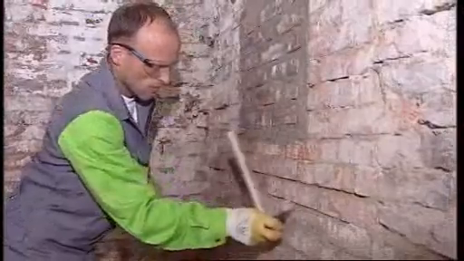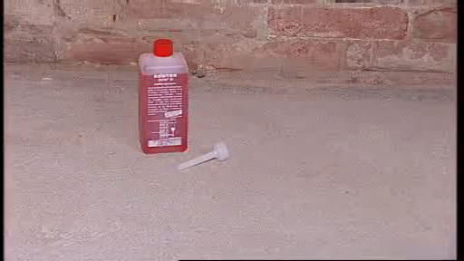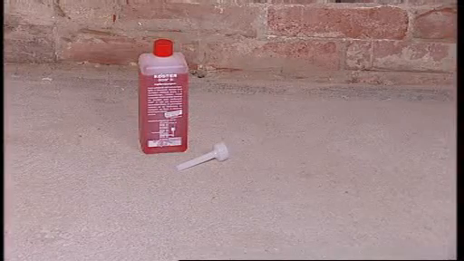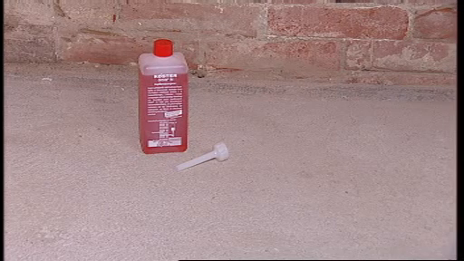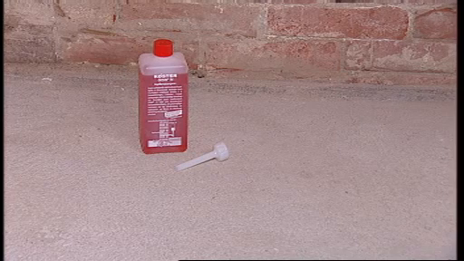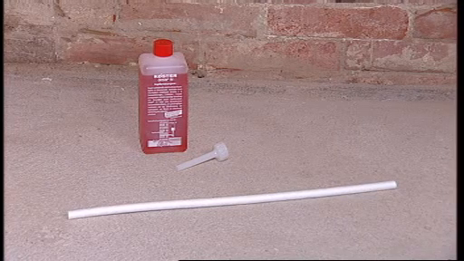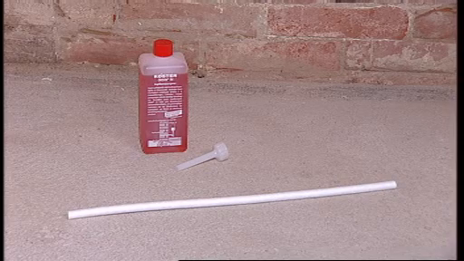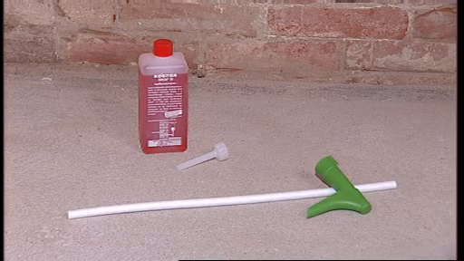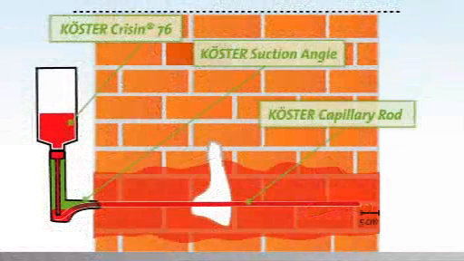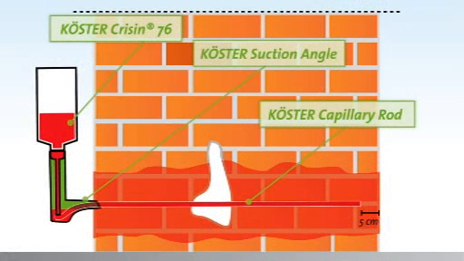The system consists of the following components: Köster Crisin 76, a low-viscosity thin liquid resin that penetrates the wall and makes it water impermeable and repellent. Köster capillary rods for a pressureless injection distribution into the smallest capillary pores. Köster suction angles. The Köster Crisin 76 is applied using the suction angles.